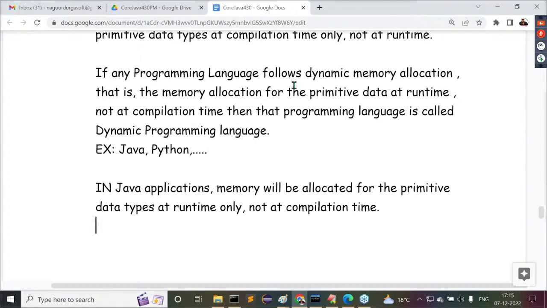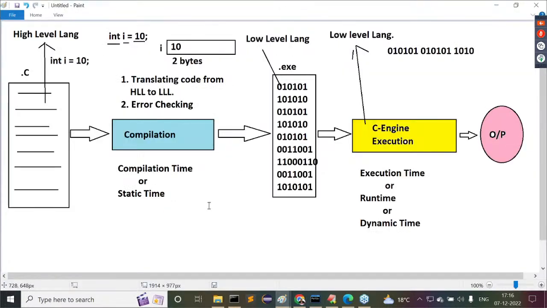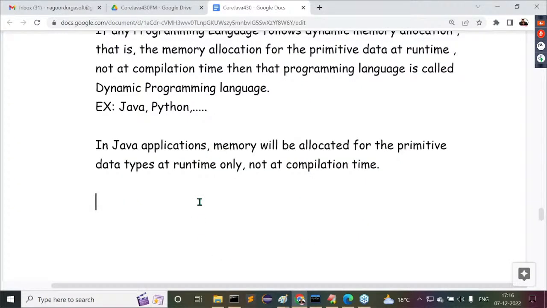If any programming language follows dynamic memory allocation, that is the memory allocation for the primitive data at runtime, not at compilation time, then that programming language is called a dynamic programming language. Example is Java and Python. In Java applications, memory will be allocated for the primitive data types at runtime only. Then the content is very much clear. Now I want to give this diagram in the document just for your reference. We can use this diagram clearly.